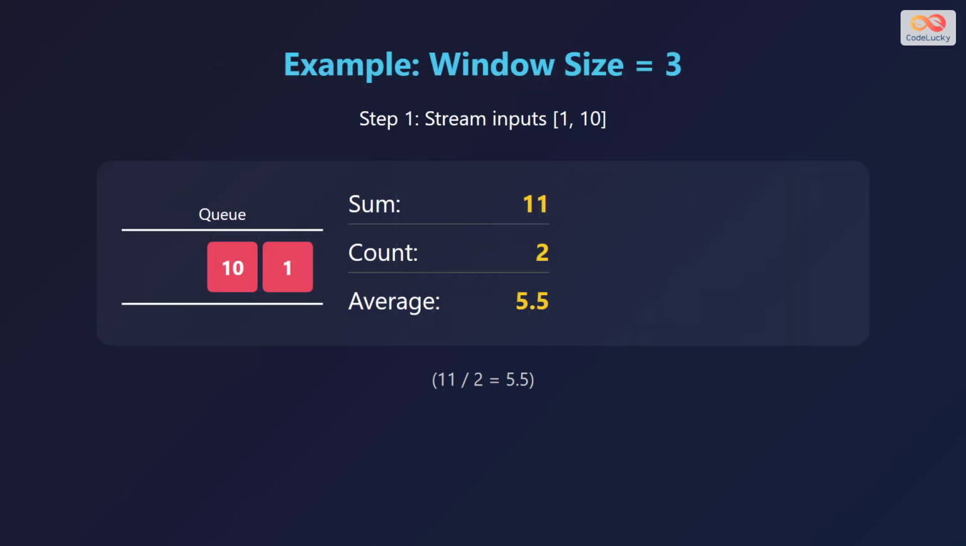Let's walk through an example with a window size of 3. First, the number 1 arrives, then 10. Our window isn't full yet, so we just sum them up to get 11. Dividing by the count of 2 gives us an average of 5.5.